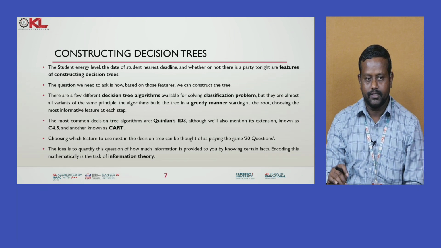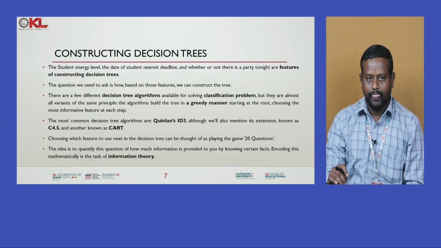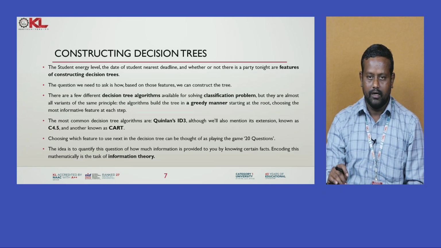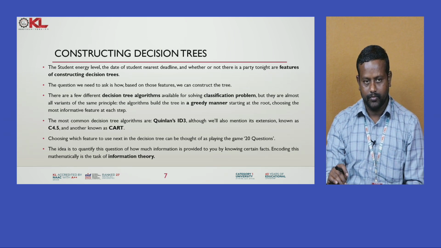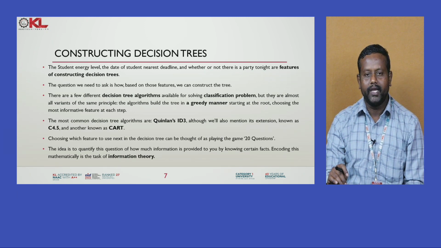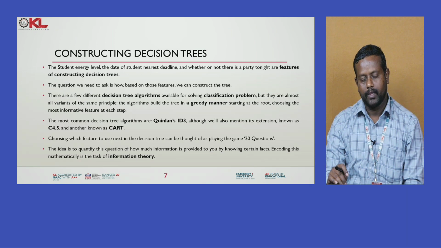For constructing the decision tree, the student's energy level, the date of the student's nearest deadline, and whether or not there is a party tonight are some of the features for the previously discussed problem. The question we need to ask is: based on those features, how can we construct the tree? What is available to make the above ready?